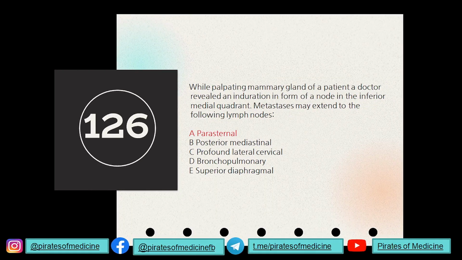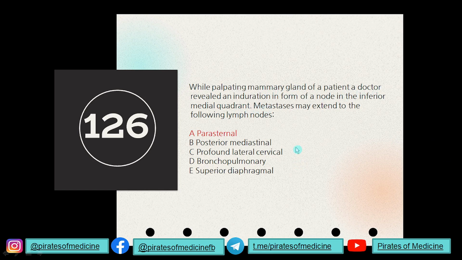126. While palpating the mammary gland of a patient, a doctor revealed an induration in the form of a node in the inferior medial quadrant. Metastasis may extend to the following lymph nodes. So remember, to answer all the questions related to mammary gland tumors or breast cancer, you need to know that cancer spreads to the closest lymph nodes.